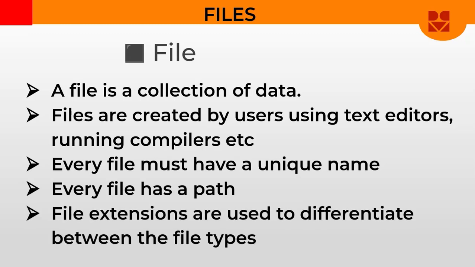And then the file extensions are used to differentiate between the file types, which means that every file should have an extension. If you have a text file, it should end with .txt. If you have a Python file, it should end with .py. If you have an Excel file, it should end with .xml, whatever, and then a whole lot. So every file extension will tell you the type of file it is, right? So it's advisable to end your files with their file extension so you can know the type of file you are dealing with.